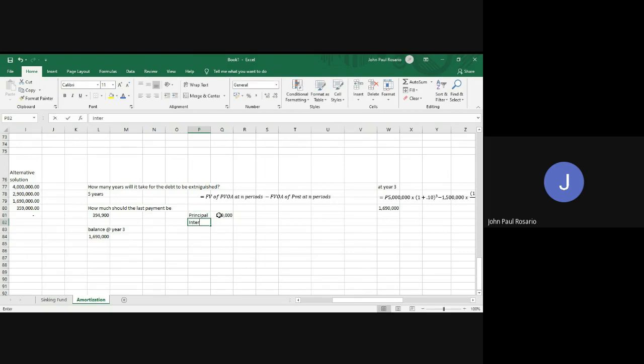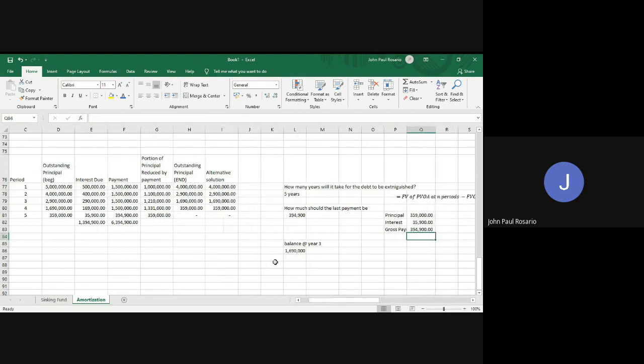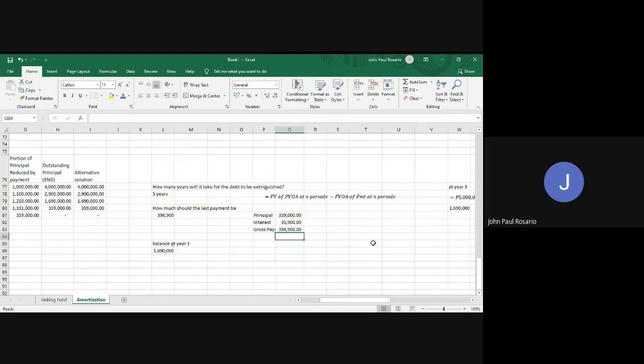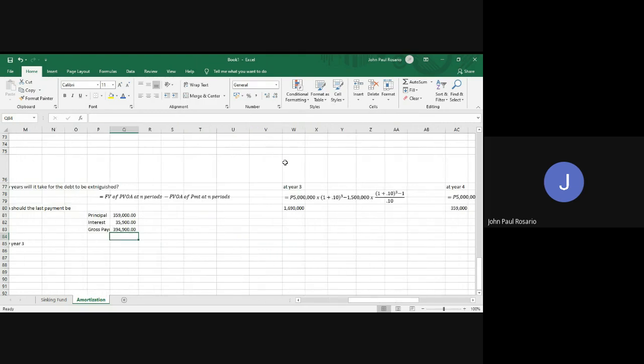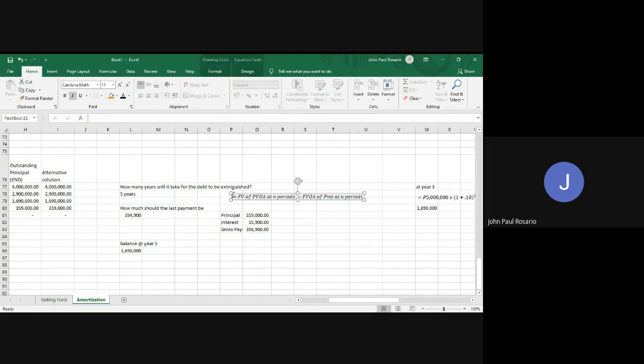This is the principal component. So our interest component would be 10% of this one. So principal, we multiply that by 10%. This is the interest component. So the gross payment at year 5 would be this one, 394,900, which is shown in this table as shown here. For our balance at year 3, we got it through this formula. So this is like balance.